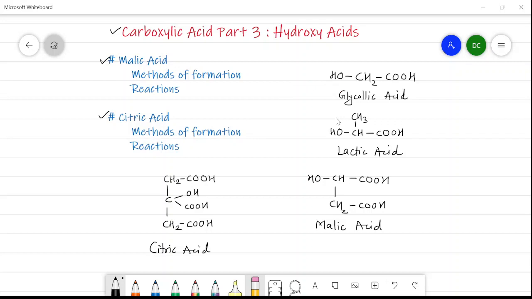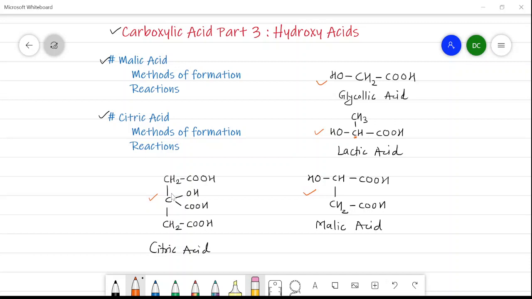Now, on this side, I have written different examples of the hydroxy acid. The first example is glycolic acid. When one of the hydrogens of acetic acid is replaced by OH, we get glycolic acid. The second example has more importance in stereochemistry because the carbon is attached to four different groups, so it is a chiral carbon, and the name of the example is lactic acid. The third example is malic acid, and the fourth example is citric acid. In this way we can write a number of hydroxycarboxylic acids.